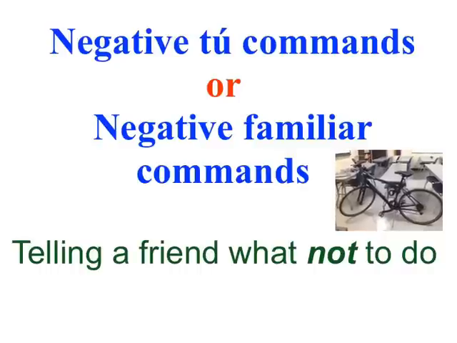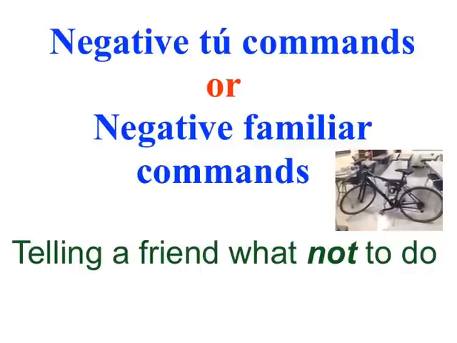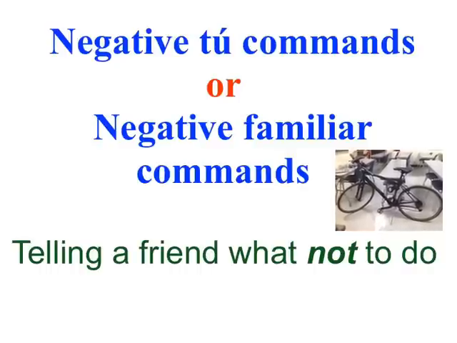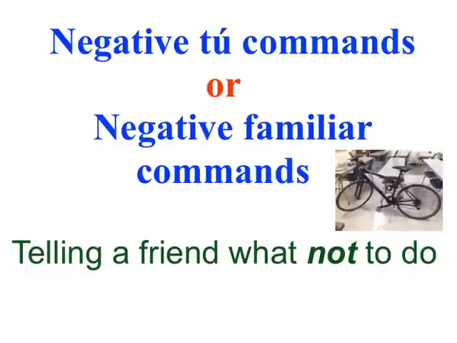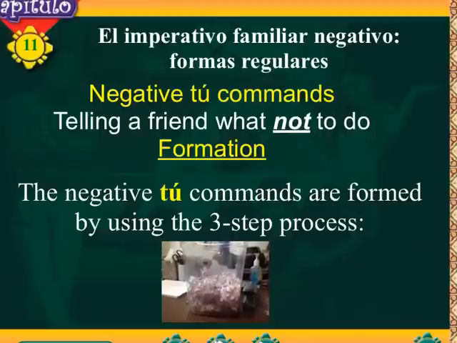And now, Class A, we're going to take a look at the negative tú commands. What you really need to remember is that they are completely different than the affirmative tú commands. So, this is all about telling a friend what not to do. And now, for the negative tú commands, you're going to use what I call the three-step process.